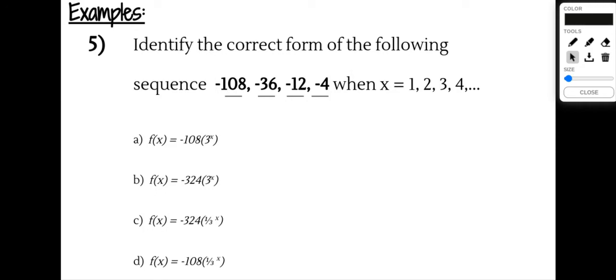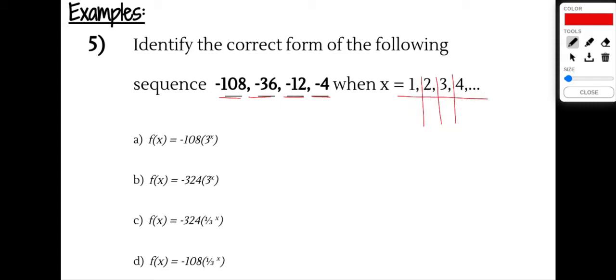All right, number 5. Go ahead and read it. Look at the function rules that you're given. Do you see how they're all exponential? So this is a geometric sequence. There it is. Okay, let's make a table.